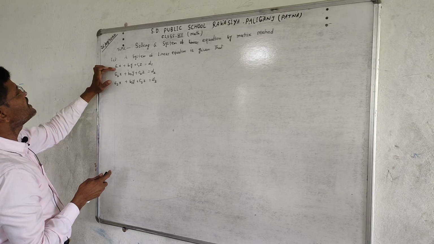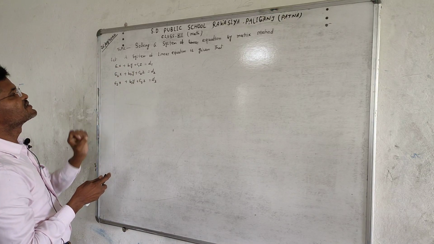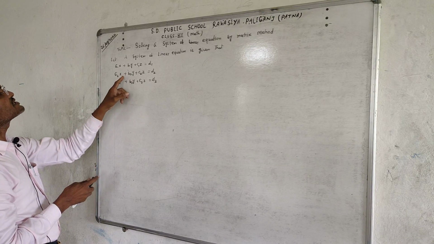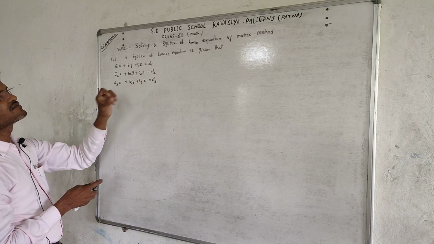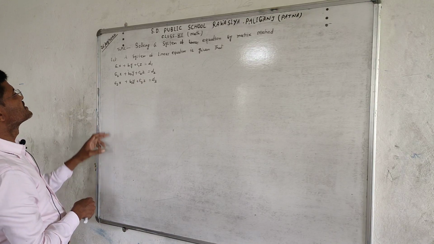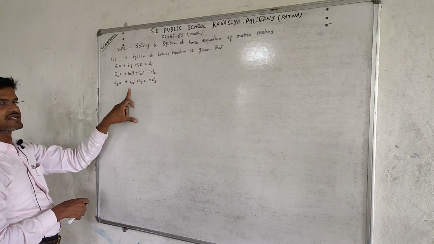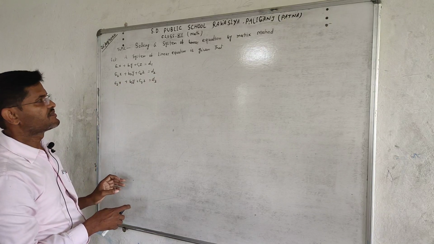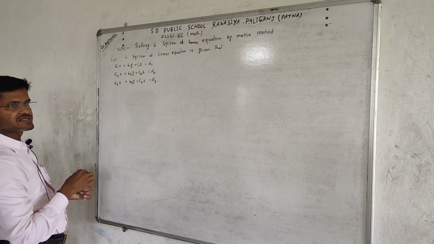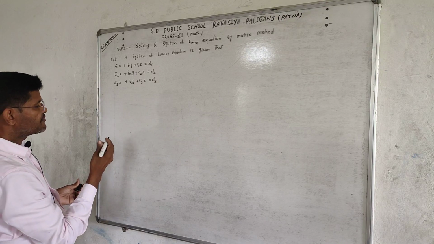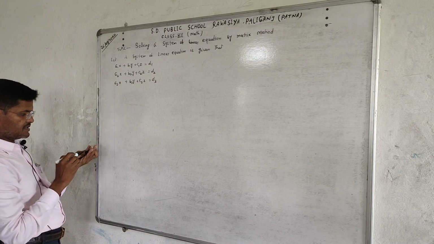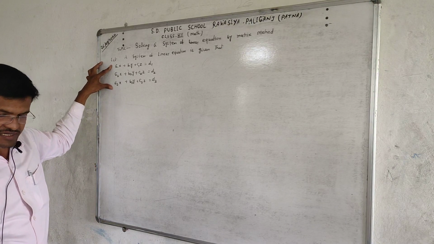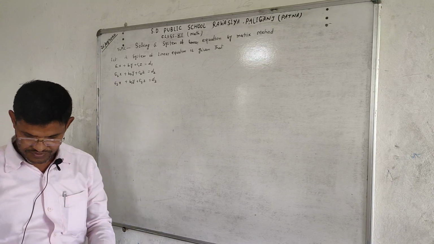Suppose that a1x plus b1y plus c1z equal to d1 is the first equation. a2x plus b2y plus c2z is equal to d2, it is the second equation. And a3x plus b3y plus c3z equal to d3, it is the third equation. If the three equations are given, now we have to find a corresponding matrix of the equations.